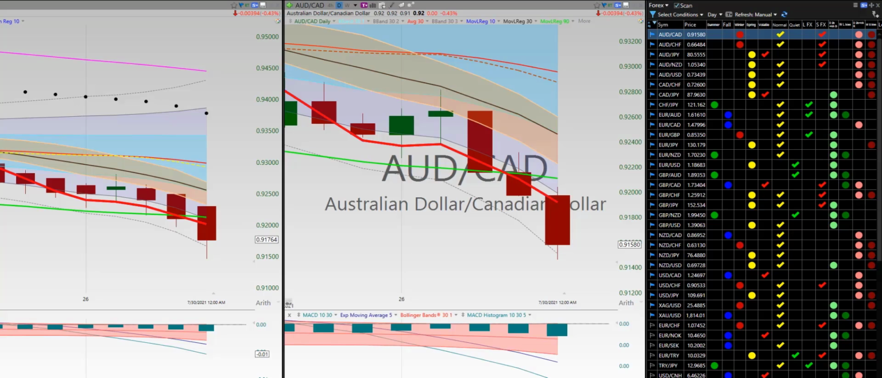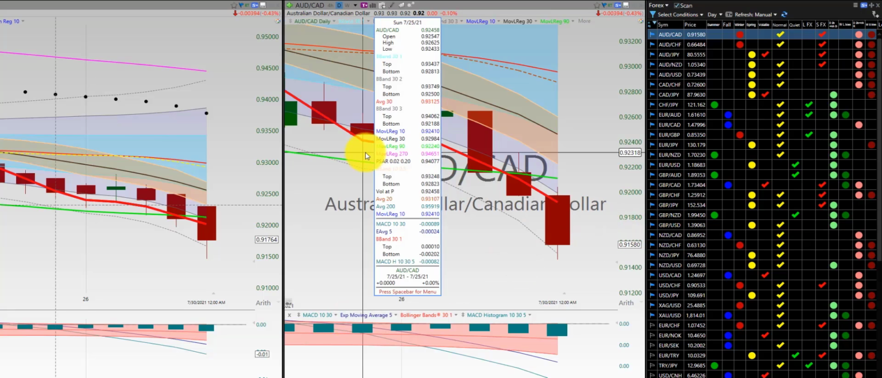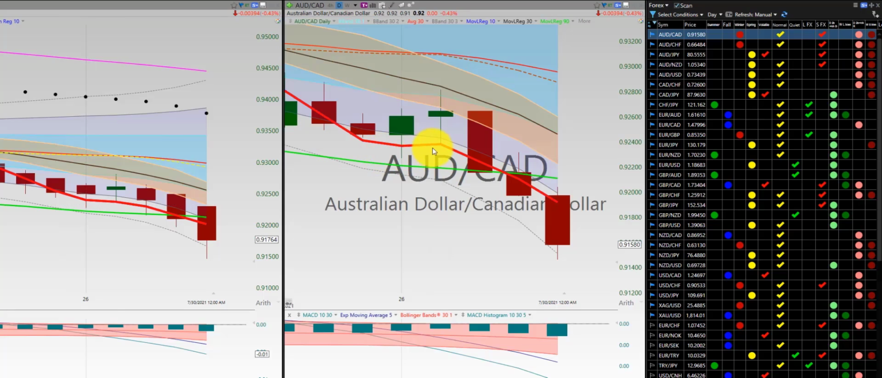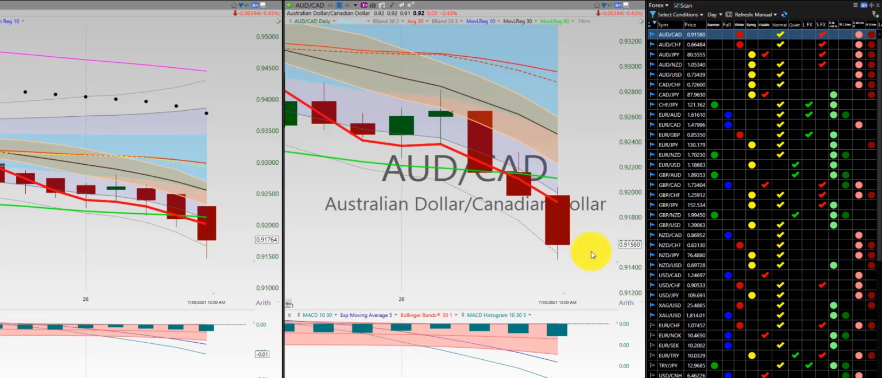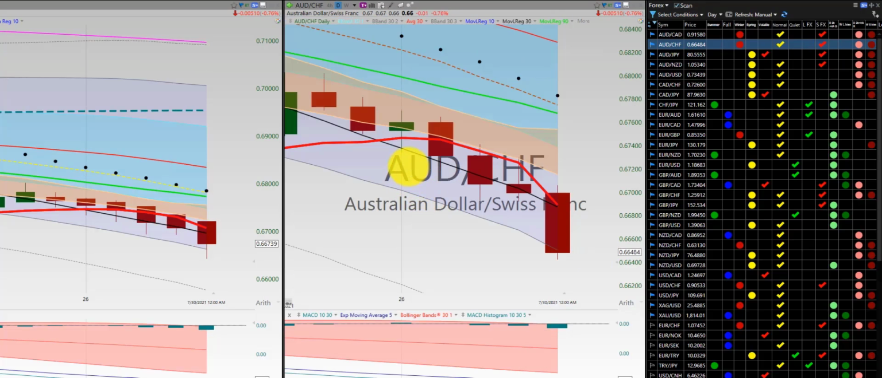Hello, this is the Forex Weekend Review for the week of the 30th of July at 1600 or 4 p.m. Central Time. I'm going to start off with the Aussie dollar, Canadian dollar. What we have here is no trade. No trade, had an initial trade here with a loss, and then a nice 1-2-3 punch out. Aussie dollar, Swiss franc, no trade here, and then we had a nice 1-2-3 punch out.